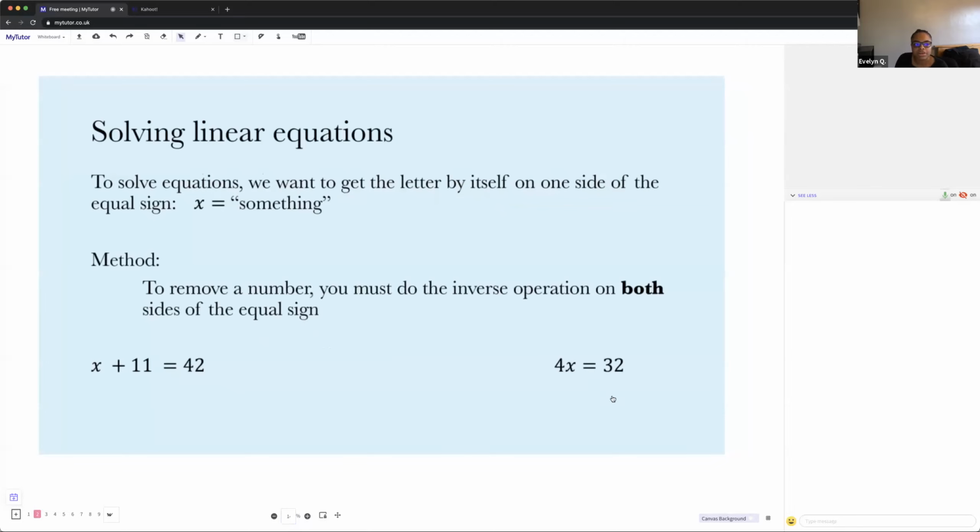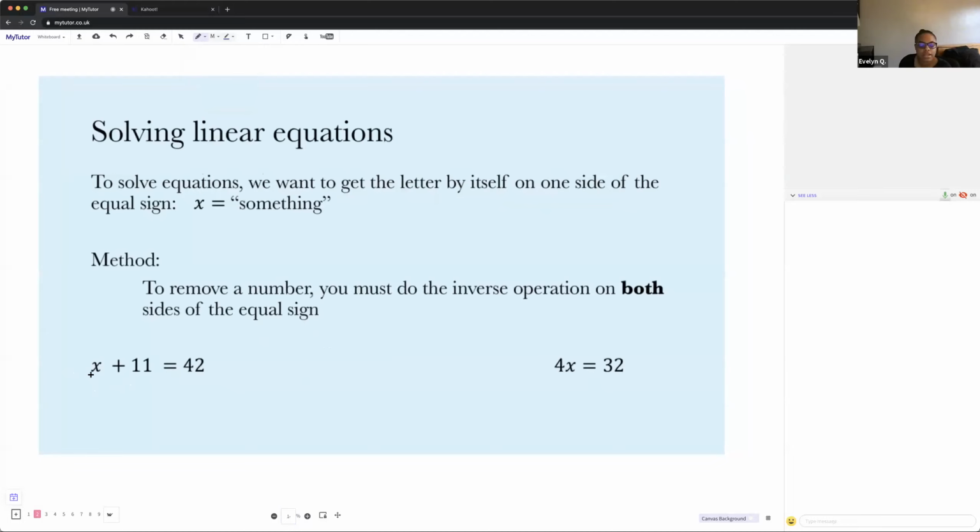Starting with the simple linear equations. To solve linear equations in general, we want to get x, or the letter, by itself on one side: x equals, and then the number on the other side. The method is that to remove a number, we must do the inverse operation on both sides of the equal sign. Let's go through an example.